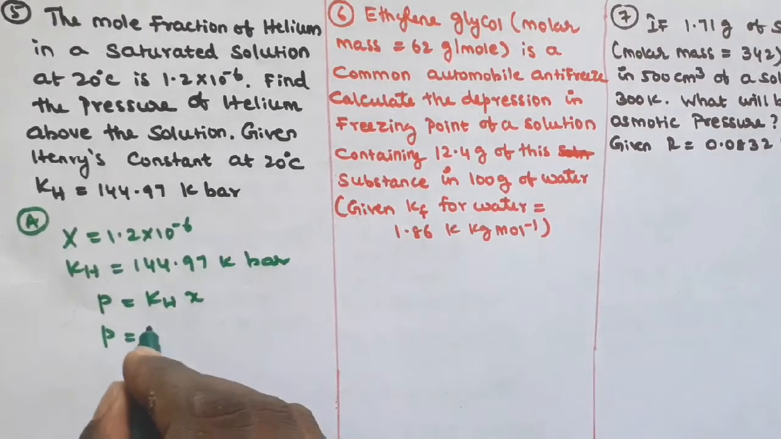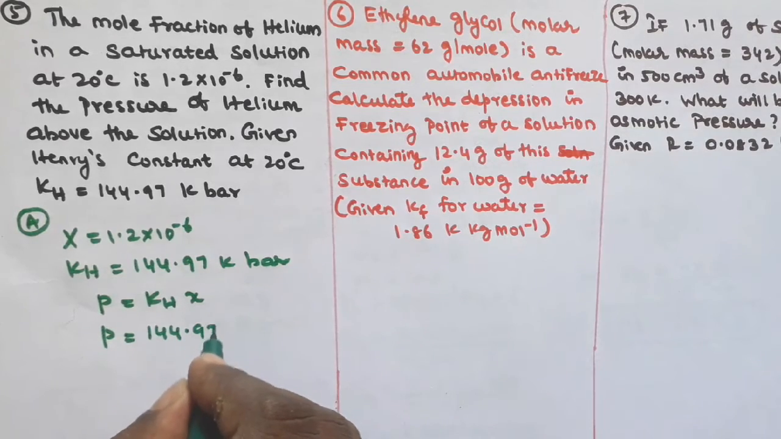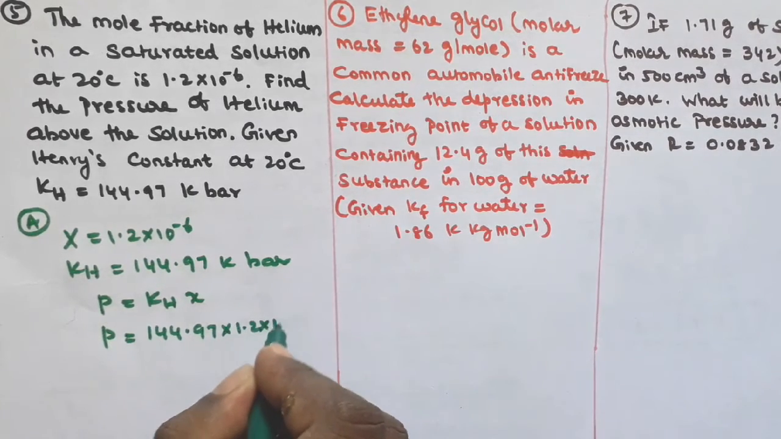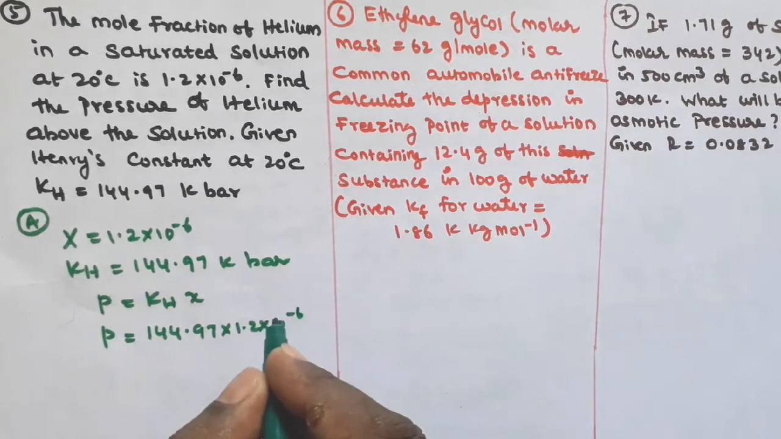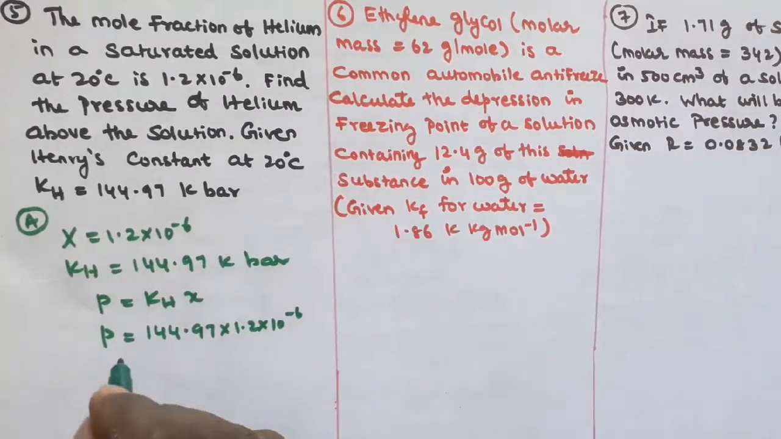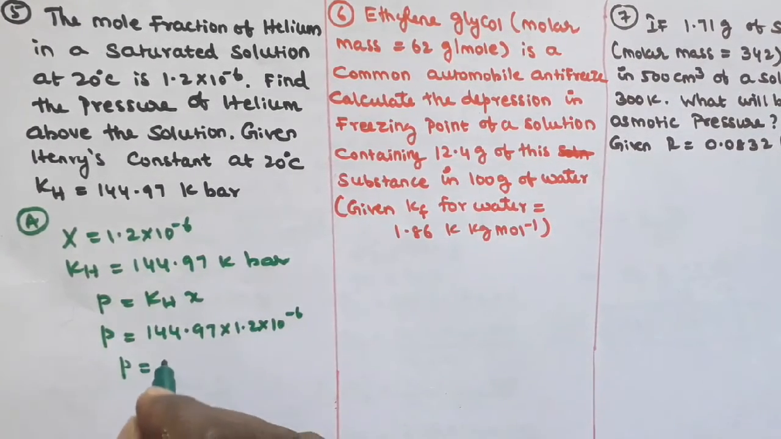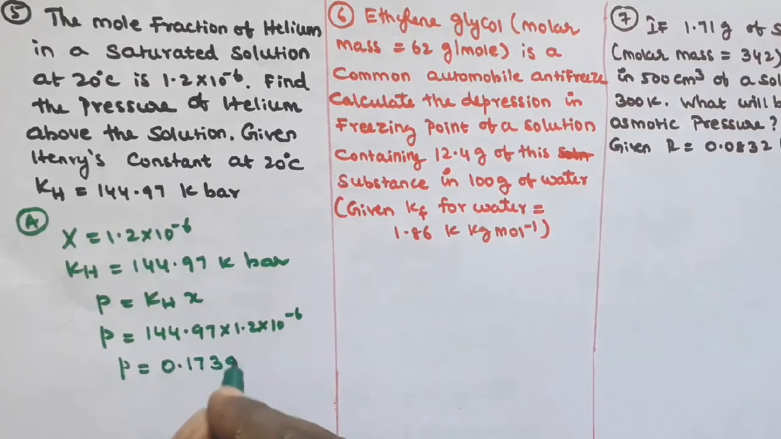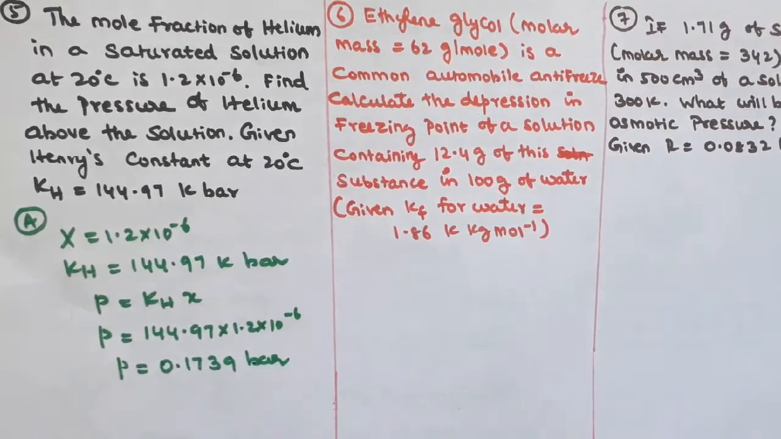So 144.97 into 1.2 into 10 to the power of minus 6. On calculating, we will get the partial pressure P is equal to 0.1739 bar.